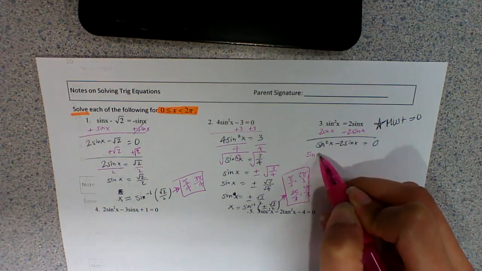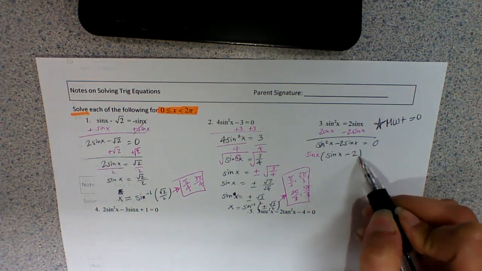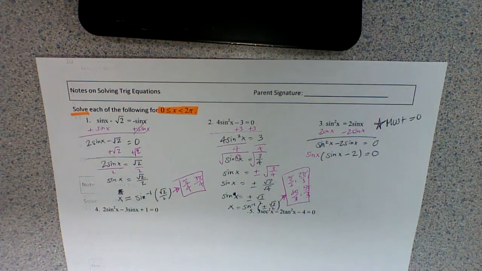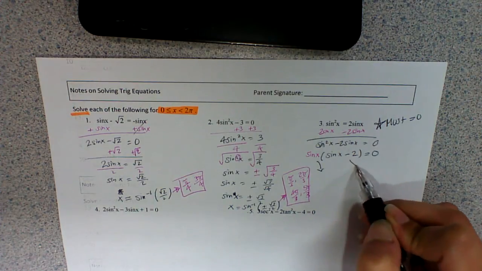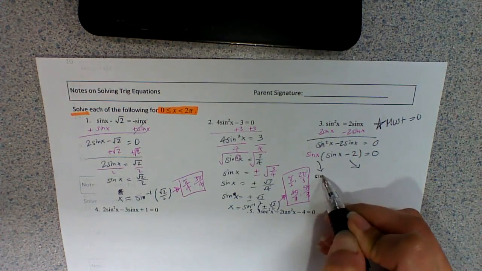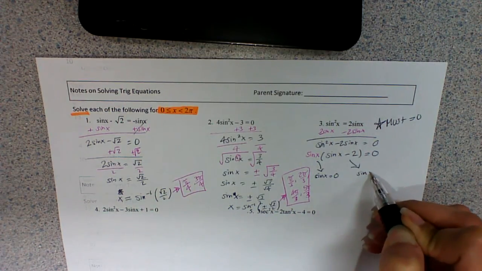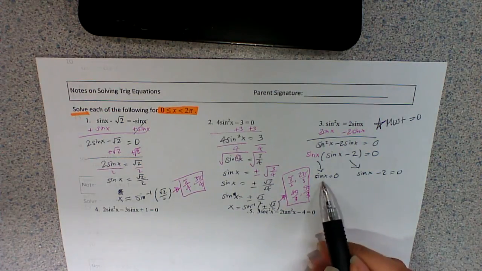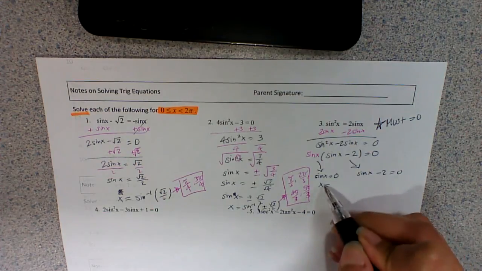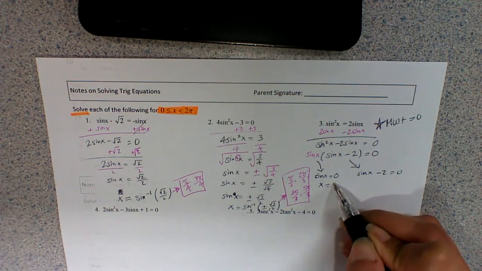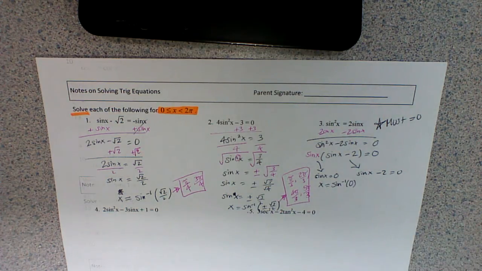So let me pull out one sine, and inside I have remaining sine of x minus 2 equals 0, which gives me 2 equations to solve. So I'll solve that first one, and then I'll solve the other one. So now I have sine of x equals 0, and I have sine of x minus 2 equals 0. So coming back to that first one, sine of x equals 0, technically I'm trying to find an angle where sine is a value of 0.